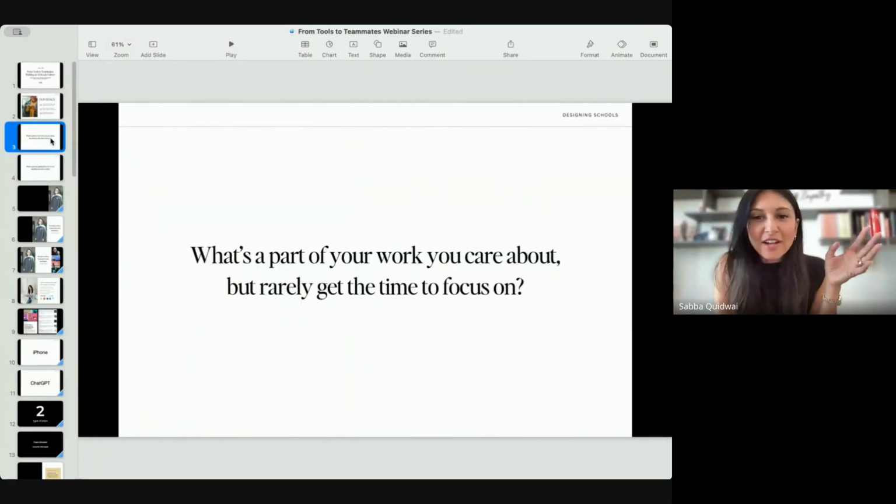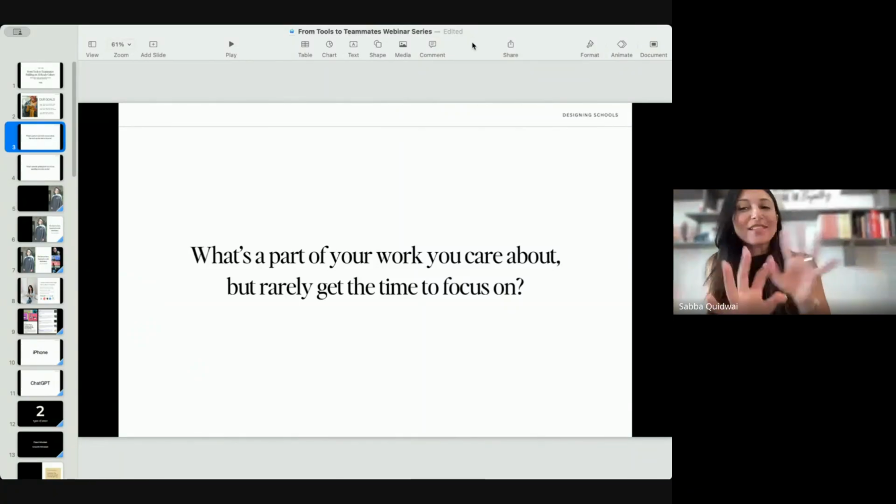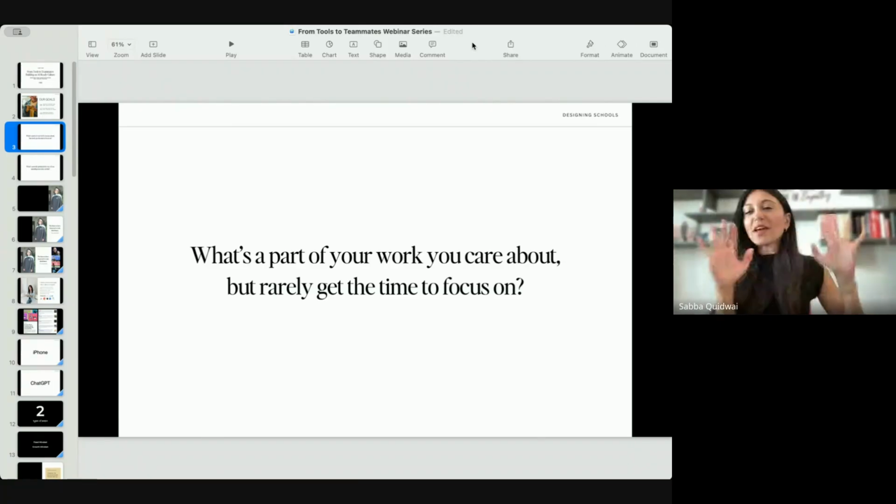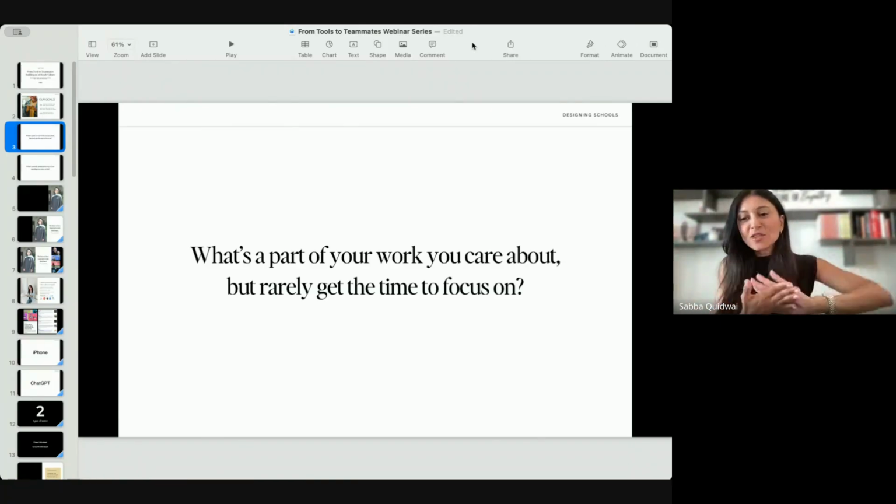So I want to start by asking you, and yes, of course, we will talk about agentic AI as well. We'll get there, absolutely. One of the things I want to start with is, what is a part of your work that you care about that you don't have a lot of time to focus on? I wish I could do more of this, but right now I don't have the time, even though maybe one day I would love to do these things.